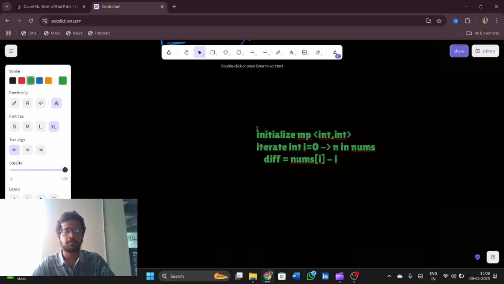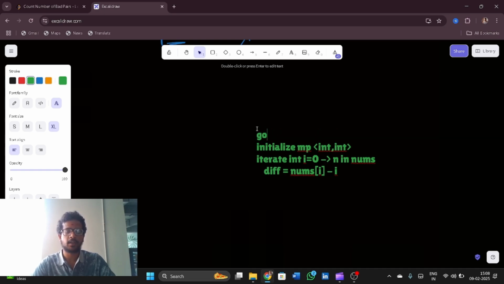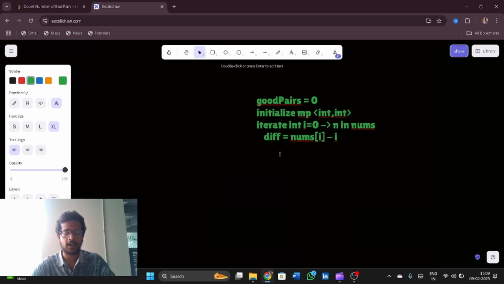So the first thing is good pairs will be initialized to 0. Then the difference is nums of i minus i. If I find this difference in MP, then my good pairs will be incremented by MP of difference. Whether I find it or not, I'll increment the count of the difference by 1. What are the bad pairs? We need to know the bad pairs.